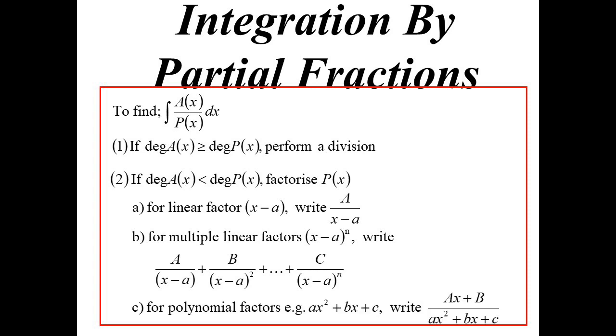The other possibility is we get a quadratic that can't be factorised. So in that case, the numerator I'll make a linear function, a degree of 1 less, so Ax plus B. But every polynomial we know can be factorised down to be a combination of linear and quadratic factors, so that should cover every situation.